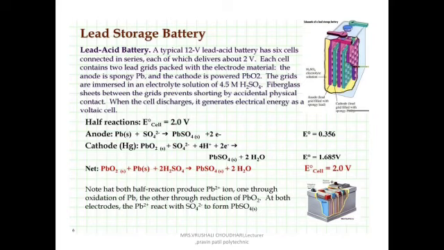When the cell discharges, it generates electric energy as a voltaic cell. When the cell discharges, chemical energy is converted to electrical energy. Pb metal is converted to PbSO4. Lead dioxide is also converted to PbSO4. So during discharging, cathode and anode both are converted into PbSO4. The concentration of H2SO4 decreases.